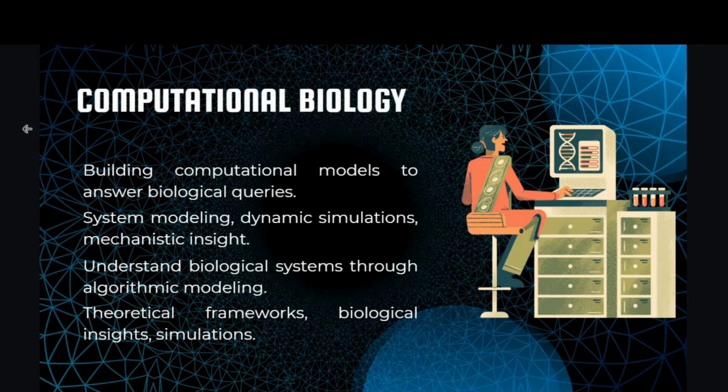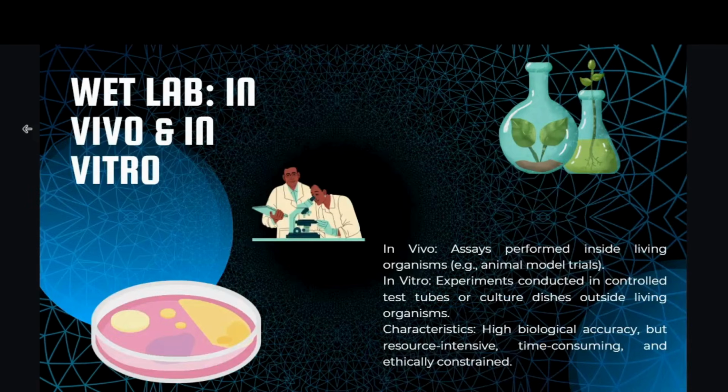In computational biology, we work on building computational models to answer biological queries. We do system modeling, dynamic simulations, and mechanistic insights. We understand biological systems through algorithm modeling. So this includes theoretical frameworks, biological insight simulations, etc. So there is a fundamental difference between bioinformatics and computational biology. Although these words are widely used in place of each other, fundamentally they are a little bit different.